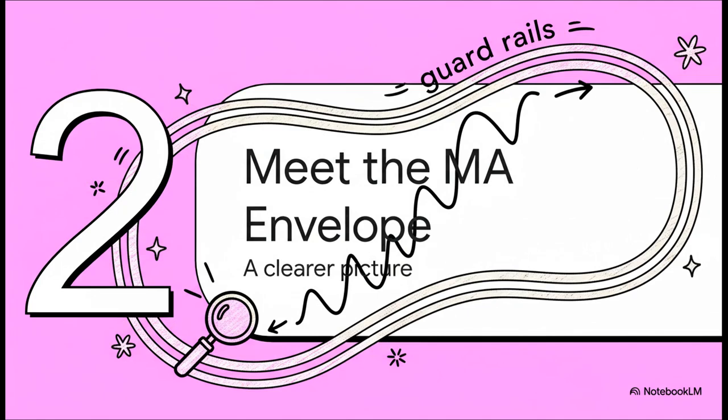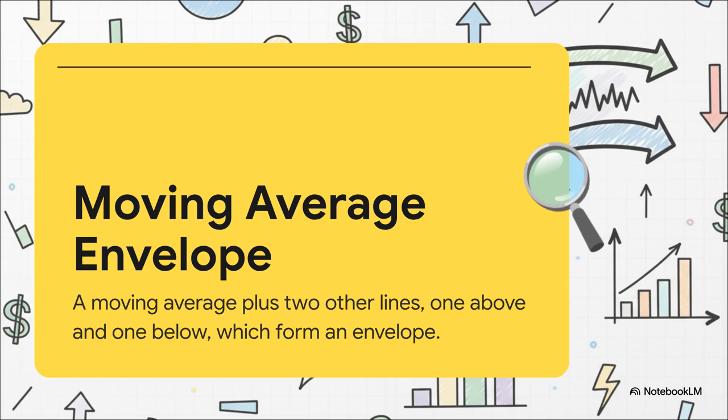So let's properly introduce this thing. I want you to think of it like adding a set of guardrails to your regular moving average. It gives you a much clearer picture of what the price is really up to. Okay, so what is it? It's actually pretty simple. It's made of 3 lines. You've got your normal moving average smack in the middle. And then you have 2 extra lines, one above and one below, that create a channel. This channel is what helps you figure out a trend's strength and spot potential reversals.